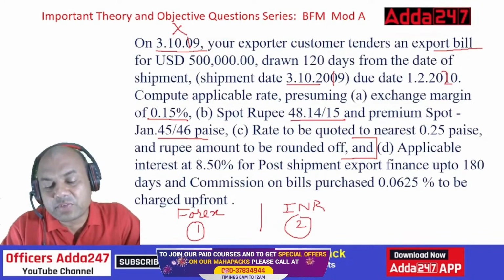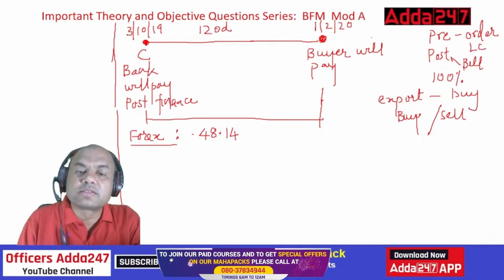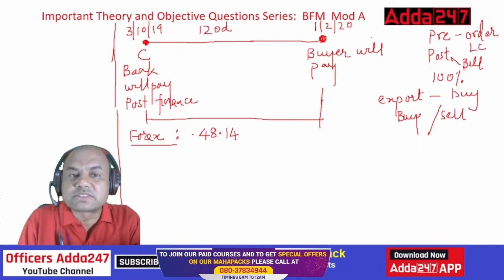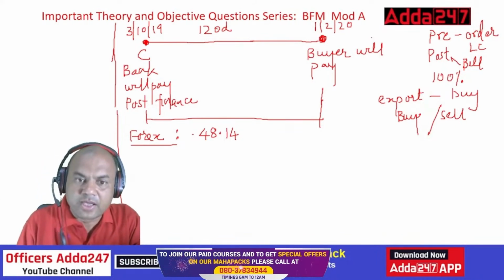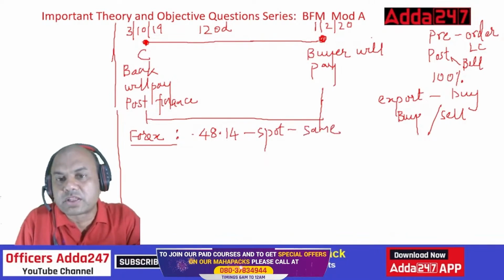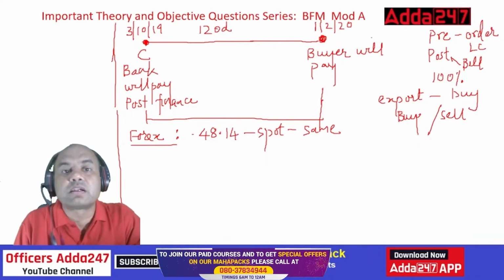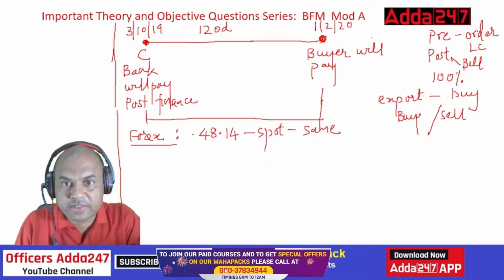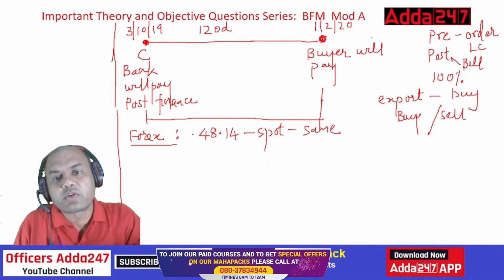Now what is given? Should I apply this 48.14 only? When is this 48.14 applied? This rate is applied when I am doing this transaction on this date only, 3/10/2019. If I am doing the transaction on the same date, this is known as a spot rate. Spot is always applied on the same day. If the buyer was paying today only, means 3/10/19, then I would have applied the TT rate.